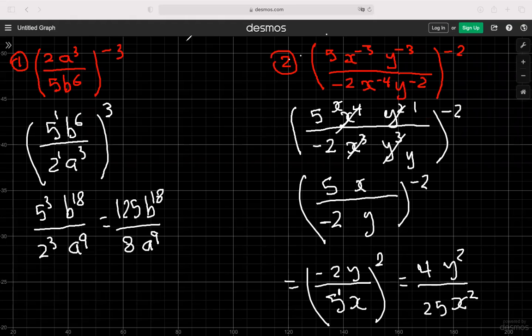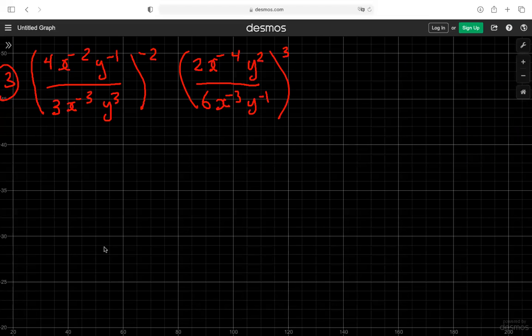We'll explore one more question. So here's the last question. The last question is a bit longer. So you have one bracket multiplied by the other bracket. So you remember what I did in the first question. I want to simplify inside before I deal with this.